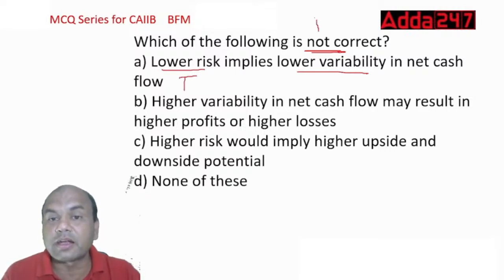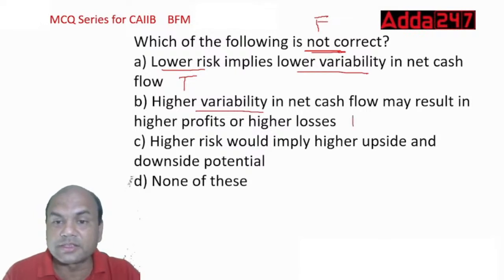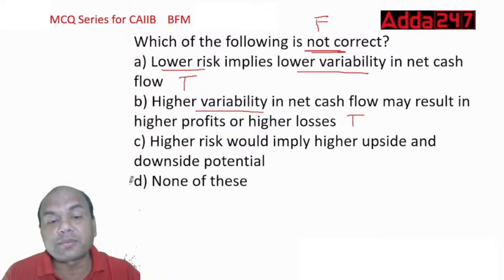What is our target? Our target is false. Higher variability in net cash flow may result in higher profits or higher losses. So with higher variability, sometimes I'm getting huge cash, sometimes no cash. So it may result in higher profits or higher losses, both. That is true again, isn't it? Higher risk would imply higher upside or higher downside, right?